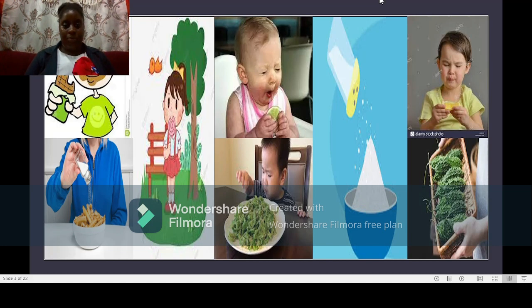Now, which one of our senses is this associated with? Taste. Very good, Susan. Thank you for that. So today we will be looking at taste. And taste involves our tongue. So we will be looking at the tongue.